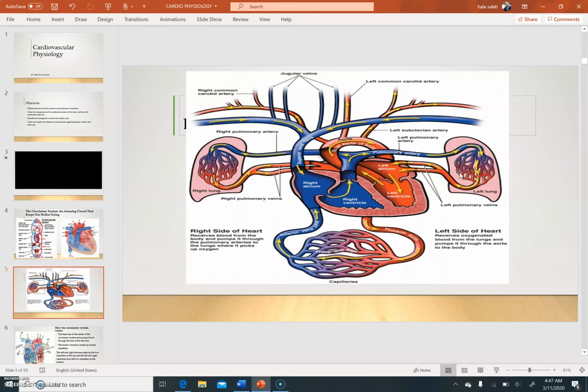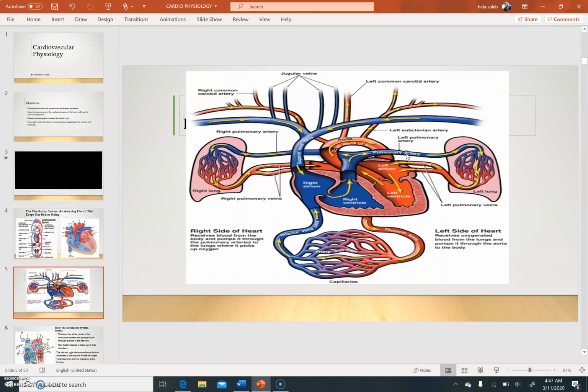Then we have 4 pulmonary veins that come to the left atrium. We have 2 from the right lung and 2 from the left lung, and they are very clear here. We have 2 pulmonary veins from the left side, and 2 pulmonary veins coming from the right side. And as we said, these pulmonary veins carry the oxygenated blood from the lungs to the left side of the heart.